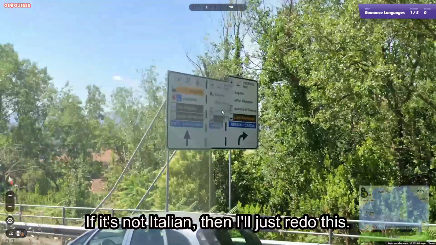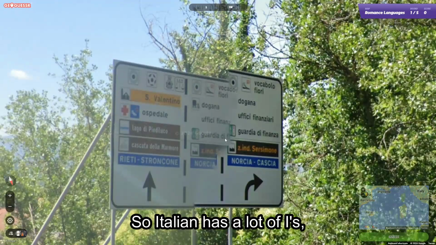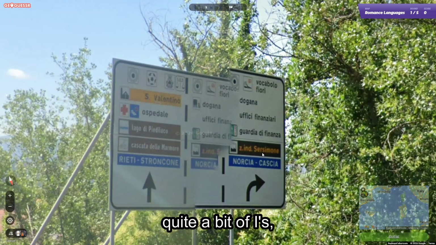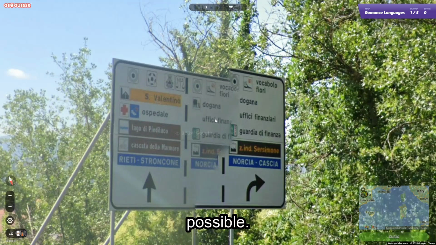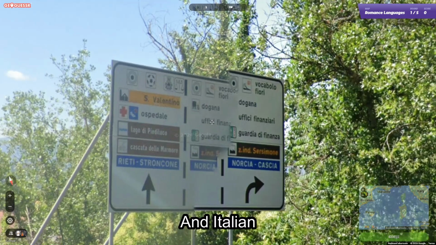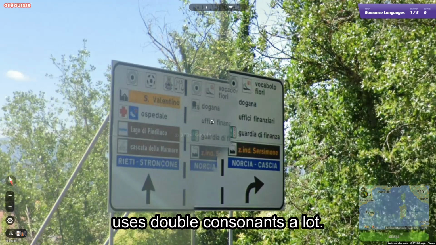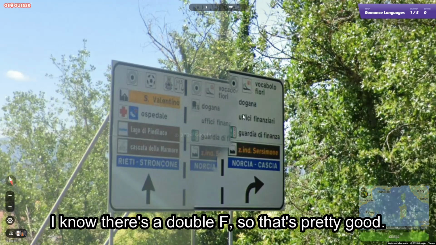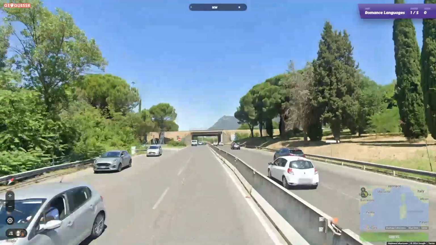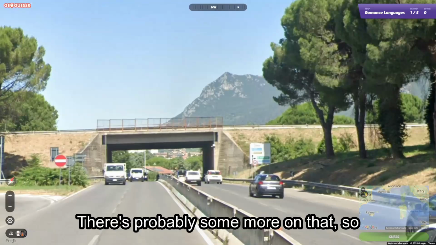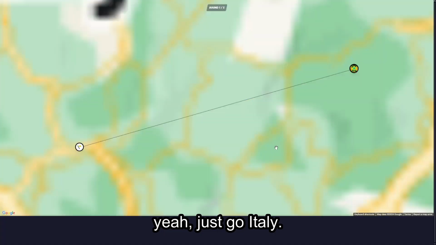If it's not Italian, then I'll just redo this. So Italian has a lot of I's, and we see quite a bit of I's, like almost every single word possible. And Italian uses double consonants a lot, which I don't actually see any. I know there's a double F, so that's pretty good. Yeah, so that's Italian for you. There's probably some more on that, so yeah, just go Italy.